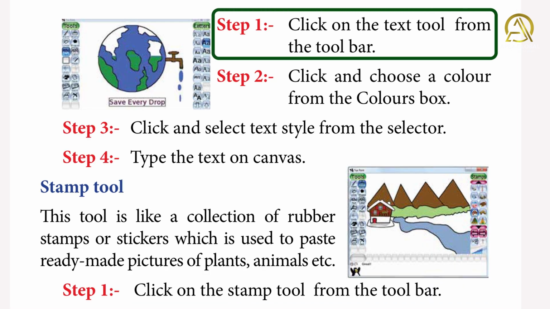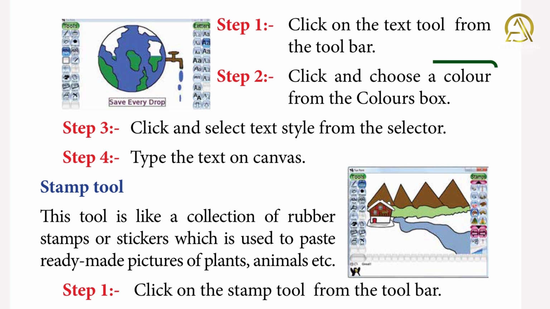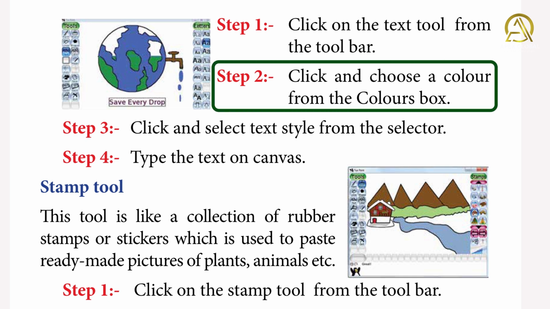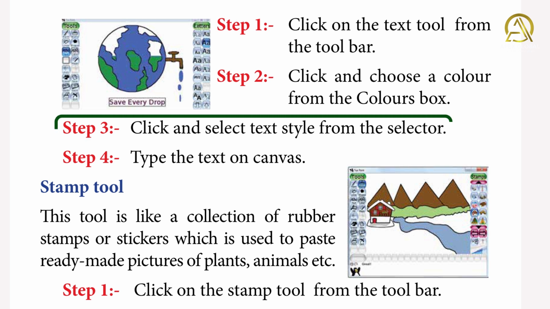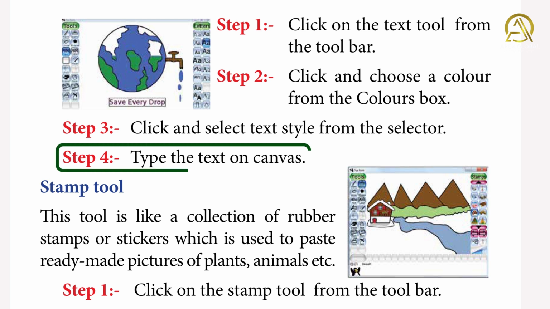Step 1. Click on the text tool from the toolbar. Step 2. Click and choose a color from the colors box. Step 3. Click and select text style from the selector. Step 4. Type the text on canvas.